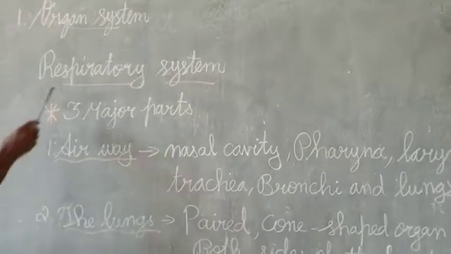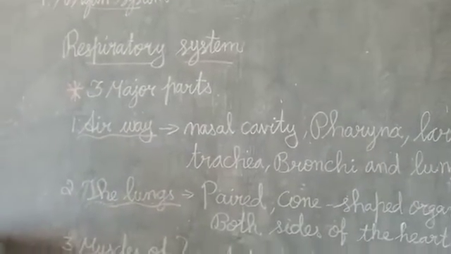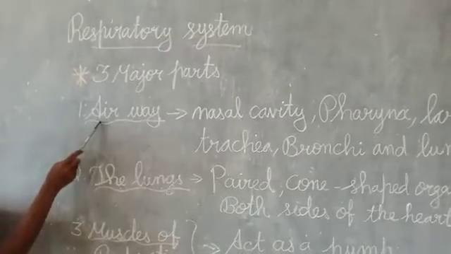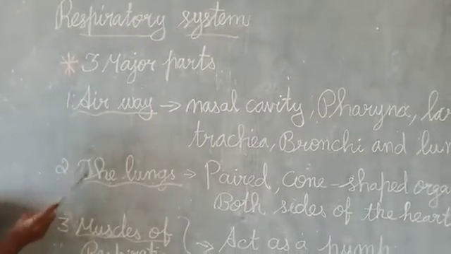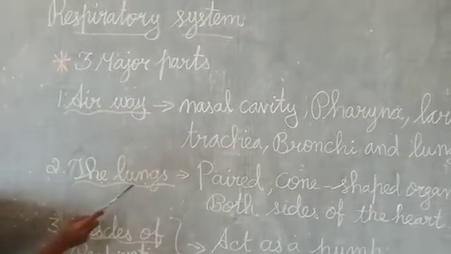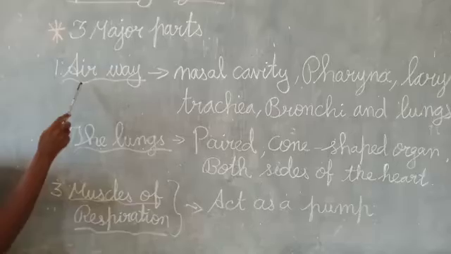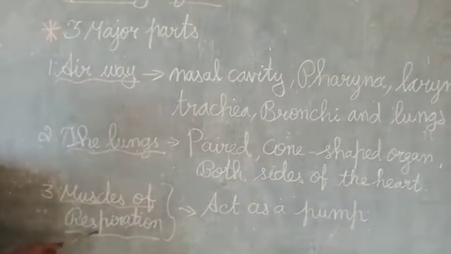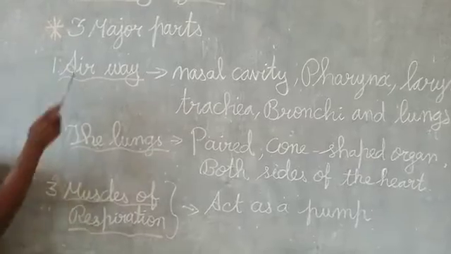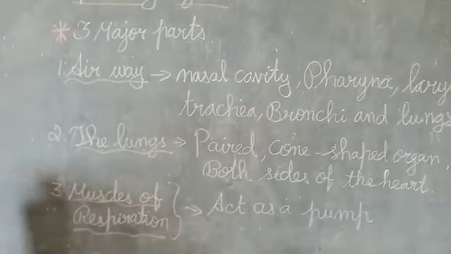In this respiratory system, there are three major parts included during respiration. The first major part is called the airway. The second one is the lungs. The third one is the muscles of respiration. Before I explain these three major parts, first we see the parts of the lungs.